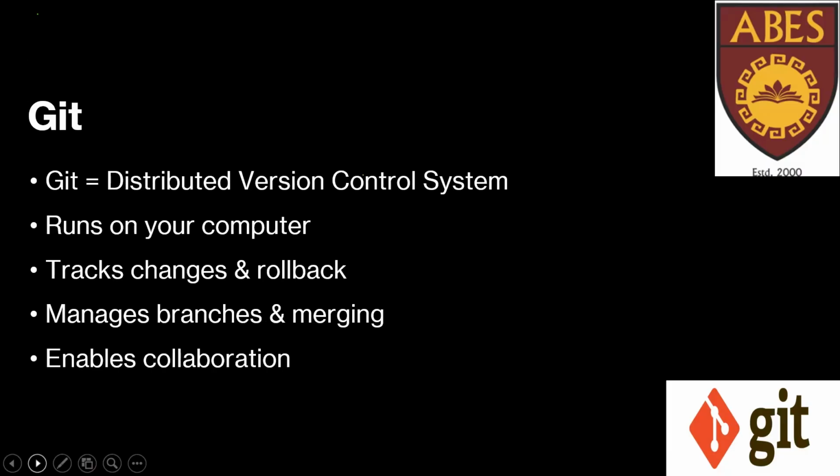So we can say that Git is a distributed version control system. It runs on your local machine and manages code, versions, branches, and merging. And it enables collaboration for developers.